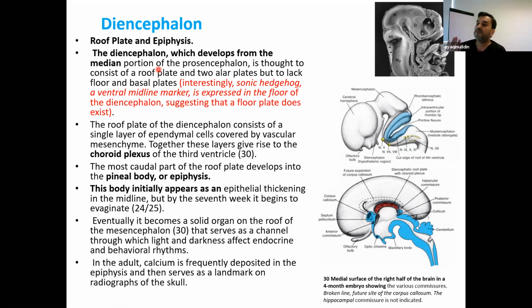And the most caudal part of the roof plate of the diencephalon, because we know that in the prosencephalon there is no basal plate. You have two alar plates and you have a roof plate. So the roof plate of the diencephalon is forming the choroid plexus mostly of the third ventricle. The most caudal part of the roof plate is going to give rise to the epiphysis.